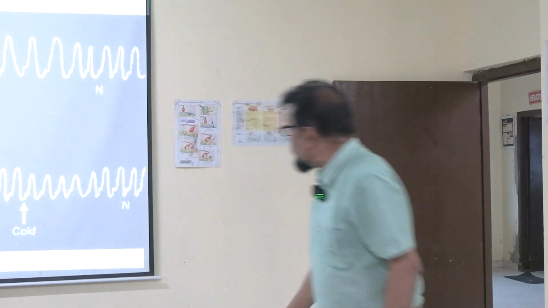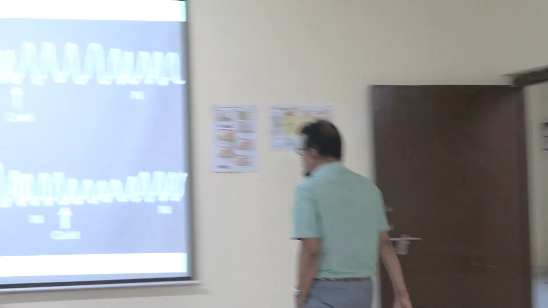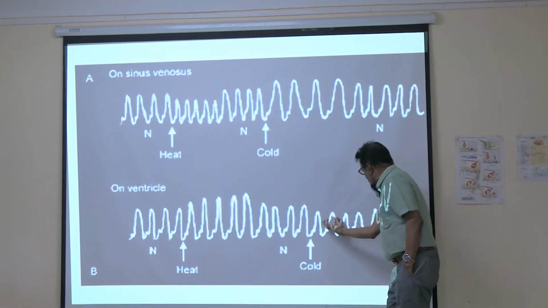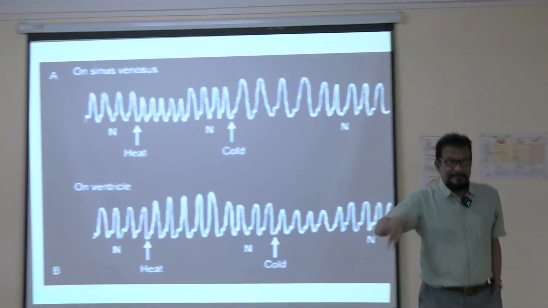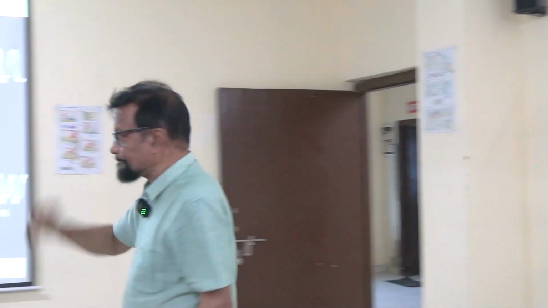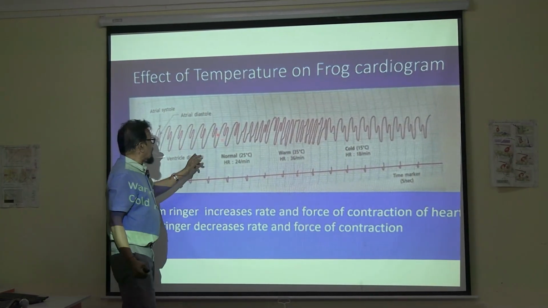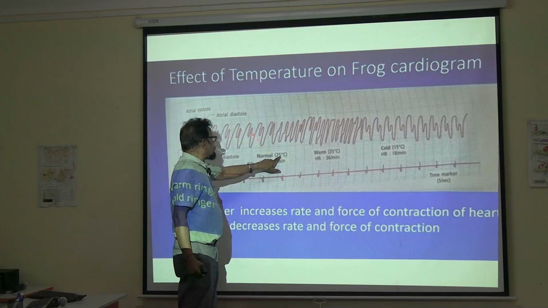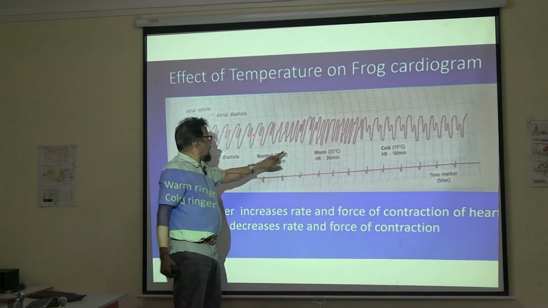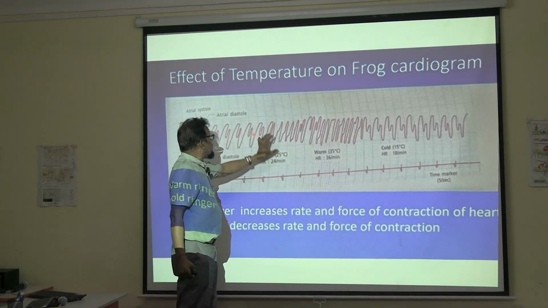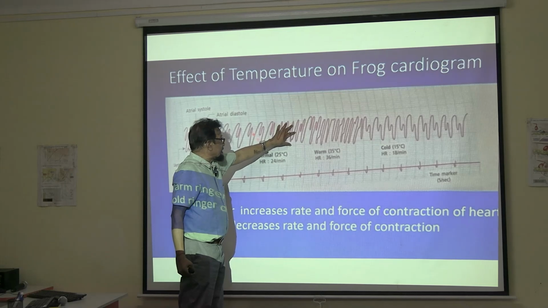Now what happens when we apply cold saline? When cold saline is applied, the rate of heartbeat production is decreased and force of contraction is also decreased. So these are the effects when we apply hot and cold saline on heart muscle. This is the beating at room temperature. Now the temperature is brought to 25 degrees centigrade, and see the rate is increased to some extent.